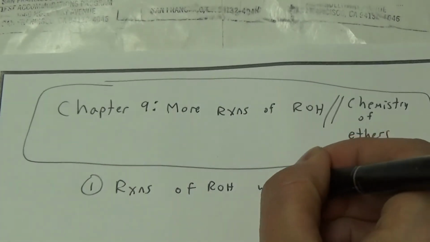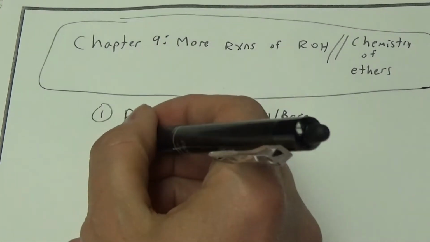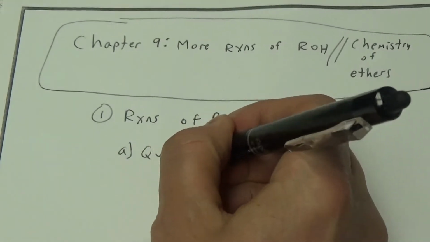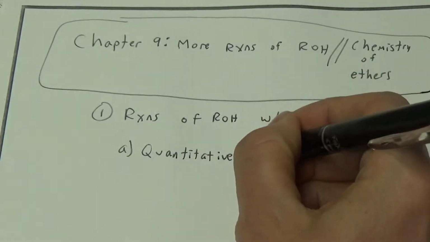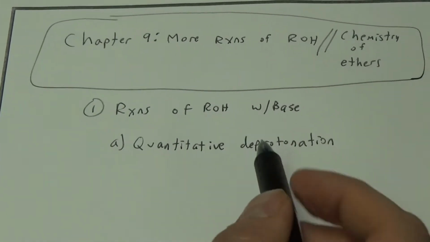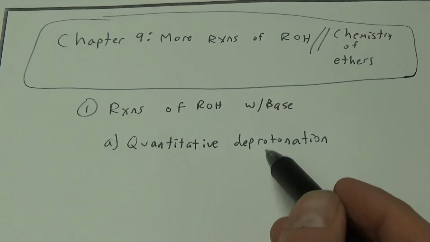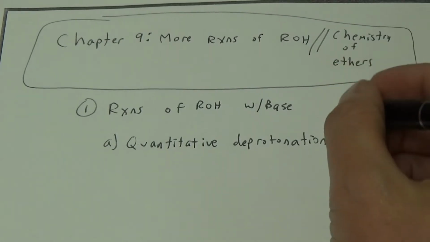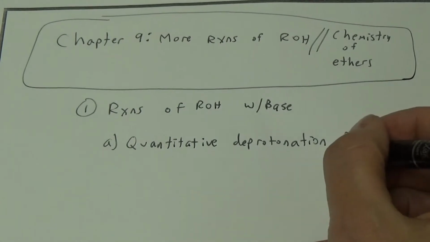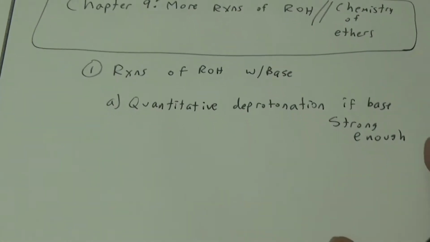with a base. And we've already kind of previewed this earlier. First thing is that we can do quantitative deprotonation. And all that means is, quantitative in this case means complete. Completely deprotonate. Rip off the proton. So use a super strong base. If we're using a base, it's got to be a strong base. If the base isn't strong enough, it doesn't work.